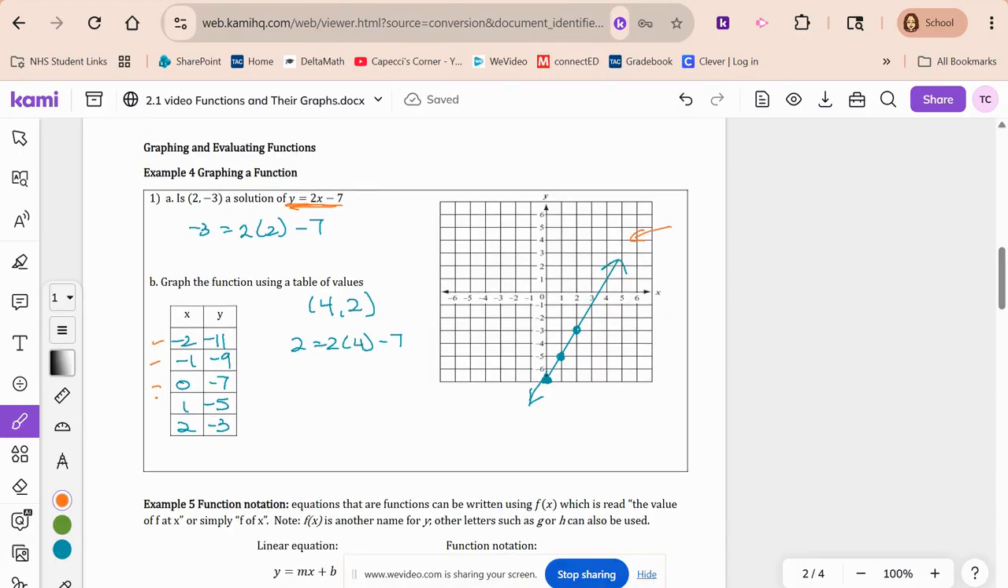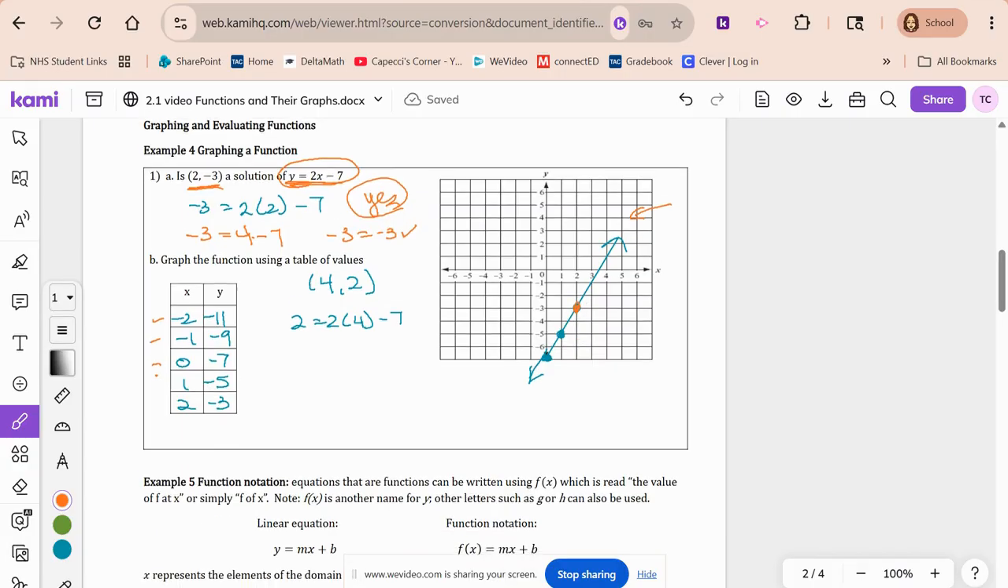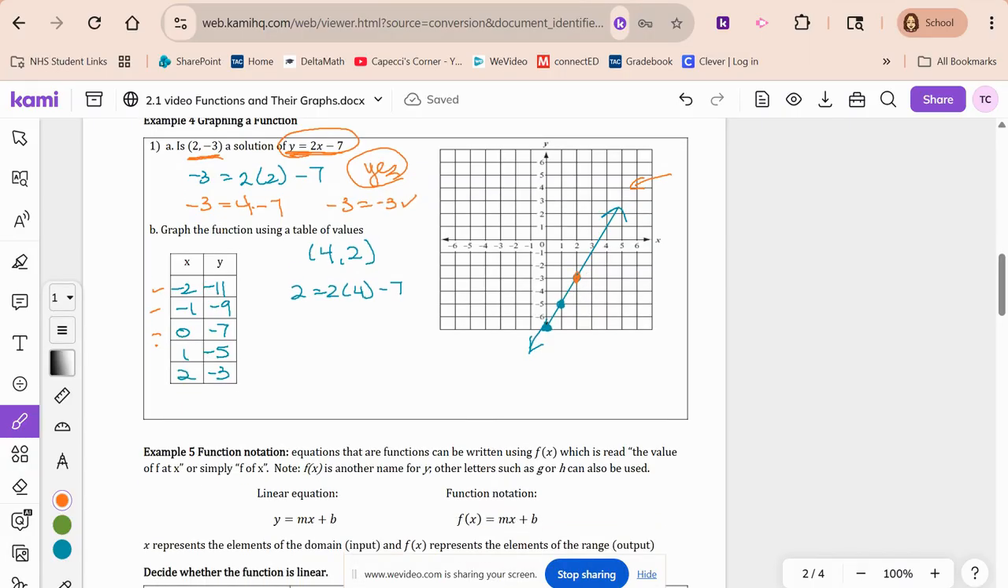Now, if I want to know if something is a solution, so the question is here, is (2, -3) a solution? I can plug it into that equation, right? -3 is y, and I get -3 is equal to 4 minus 7. Well, -3 is equal to 4 minus 7. So I know that that answer there is yes, it's a solution. Now, it's a solution if that appears on the line. So when I go to (2, -3), here's that point. That's another way I can decide whether it's a solution of the equation.